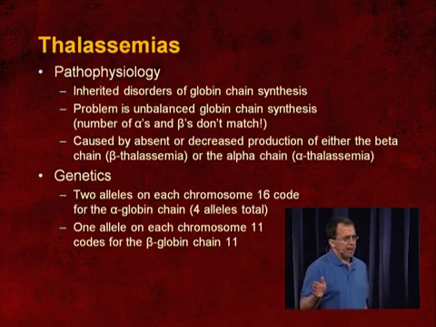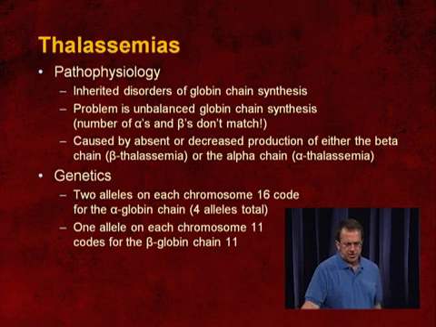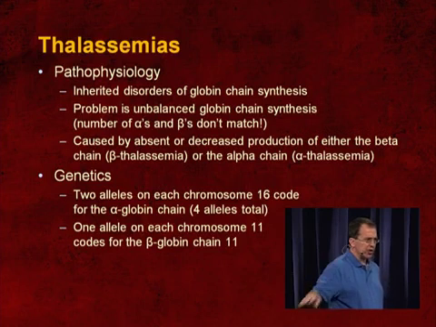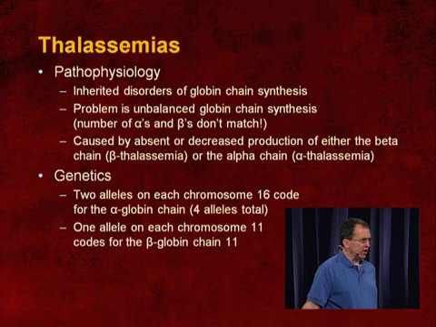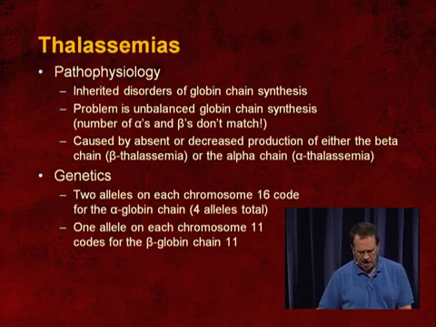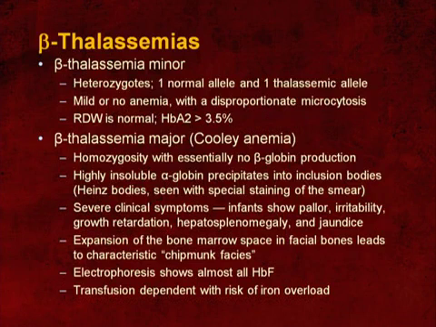So you need to know a little bit about the genetics to really understand your thalassemias. There are 2 alleles each on chromosome 16 for the alpha globin chain. So you have 4 alleles. Okay, there are 4 alleles that are in charge of making your alpha chains. You have 1 allele each for the beta globin chain. Okay, so you just have 2 running around. And I think this is going to help us understand the beta thalassemias better and the alpha thalassemias better.